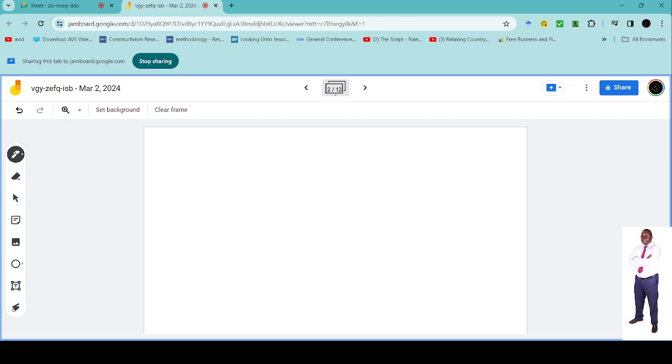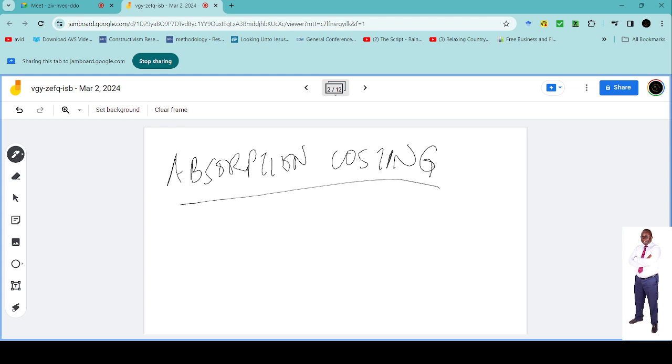Let me try and see if my whiteboard is working. So we want to look at absorption costing. That's what we will look at today. So what is absorption costing?